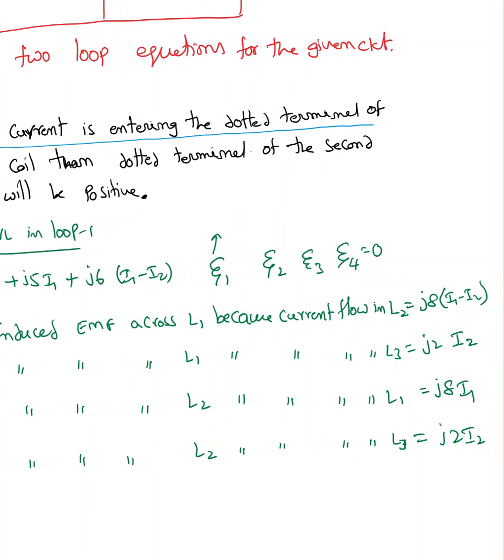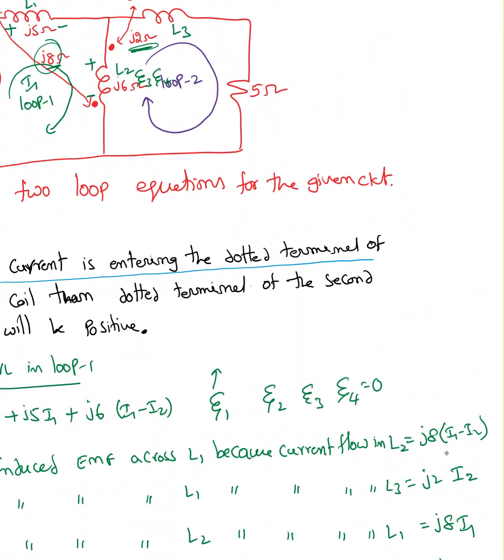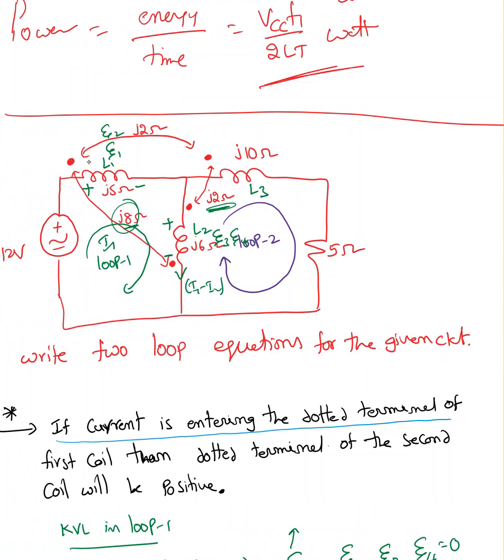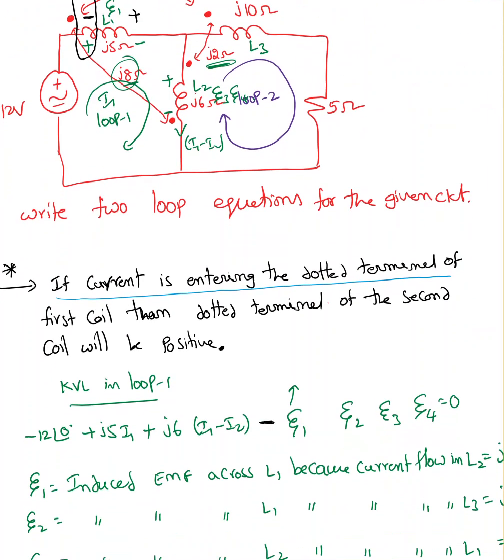Now you have to find out which terminal is positive and which is negative. Here, the induced EMF across L1 because of current flow in L2 is j8 times (I1 minus I2). I1 minus I2 is leaving the dot, so the dotted terminal must be negative. So this must be negative, this must be positive. I will do E2 also. In E2, current is entering the dot, so the dotted terminal must be positive, and the other negative. If you look here, the green one is the induced EMF because of the self-inductance. This one is the induced EMF because of current flowing in L2, and E2 is because of current flowing in L3. So E1 must be negative because it has the opposite sign, and this must be positive.